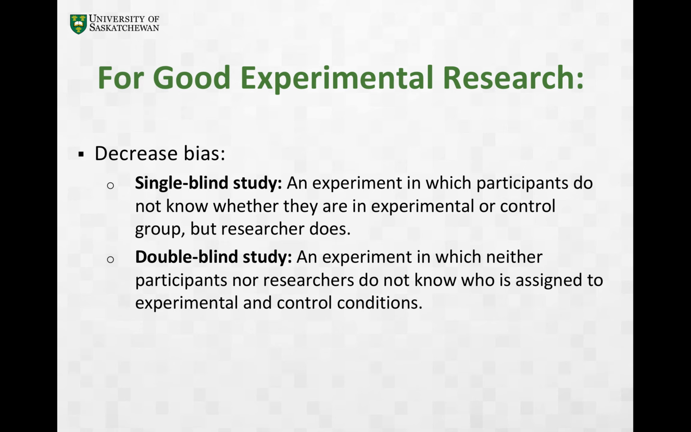When we set up a study, we can set it up as a single blind study, and that's an experiment in which the participants don't know whether they're in the experimental or the control group, but only the researcher does. Or we could do a double-blind study, and that's an experiment in which neither the participants nor the researcher know who is assigned to the experimental and the control conditions. Whenever we are doing a true experiment, we want to decrease bias and increase internal validity as much as possible, and we do that by controlling as rigorously as possible any opportunities for error or bias or other things that can impact the results.